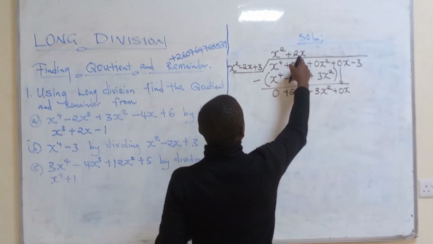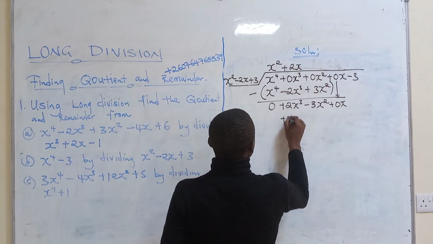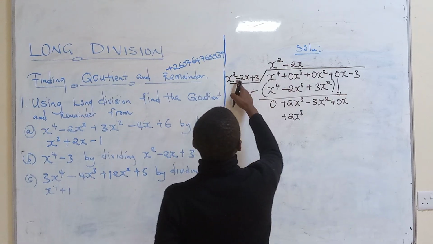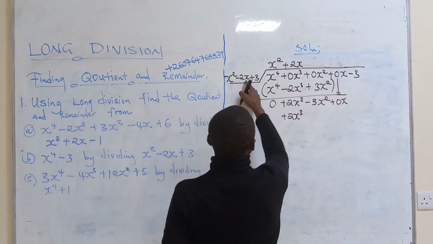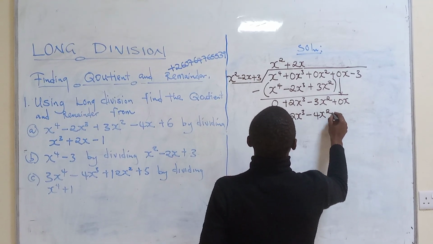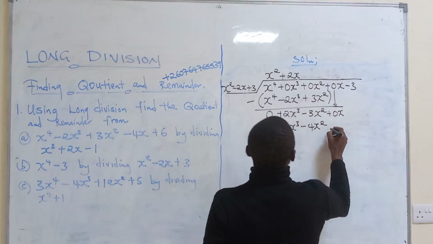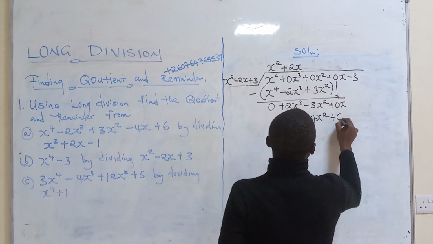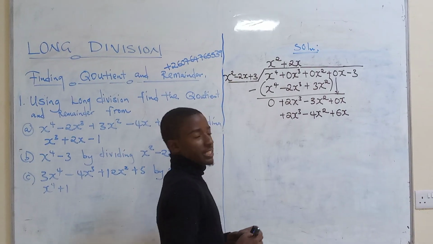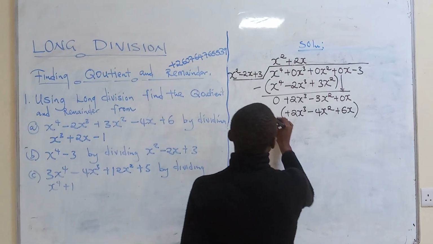So that is positive 2x times x squared, which is positive 2x cubed. Positive 2x times negative 2x, that is negative 4x squared. Positive 2x times positive 3, you are going to get positive 6x. So the value that you have obtained, put it inside the brackets and multiply it by a negative.